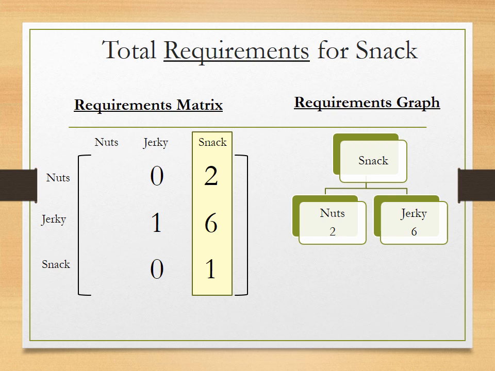How about a snack pack? If we need jerky, how many snack packs do we need? None, so we put in a 0. Same kind of thing with nuts, right? If we need nuts, what do we need to make nuts? We need nuts, so that's a 1.